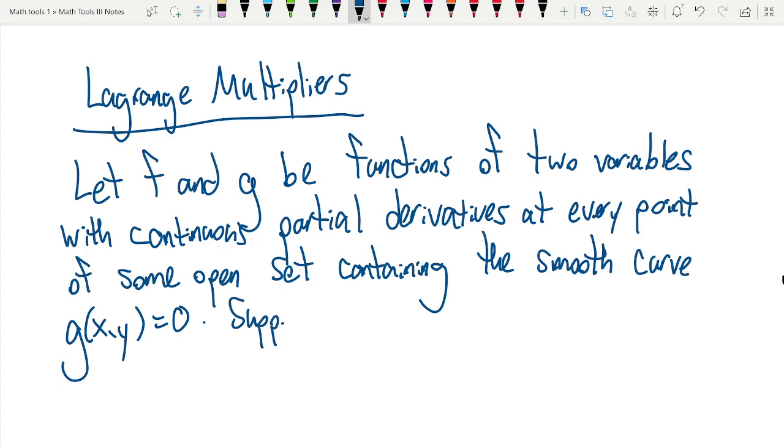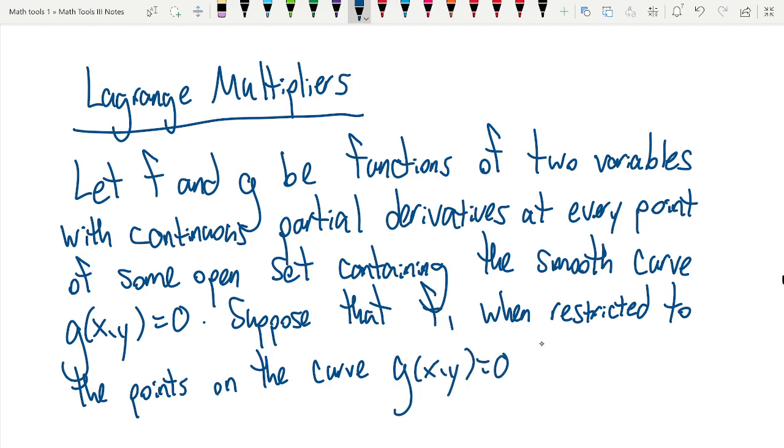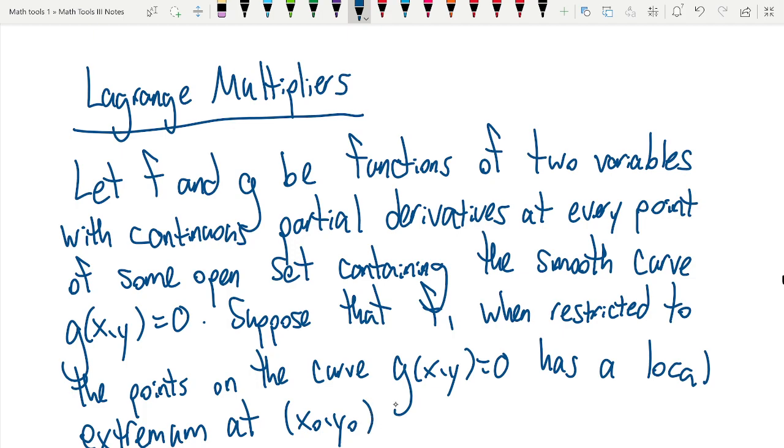So suppose that f, when restricted to the points on the curve g of x, y equals 0, has a local extremum at x0, y0, and that the gradient of g at that point is not 0. Okay.